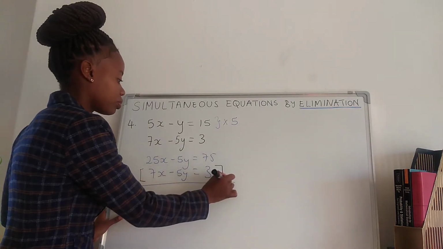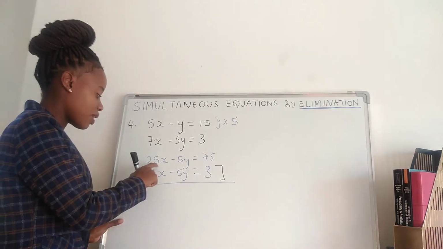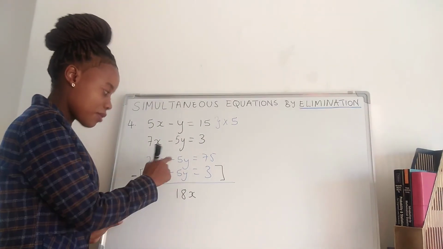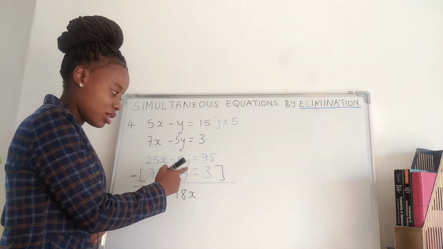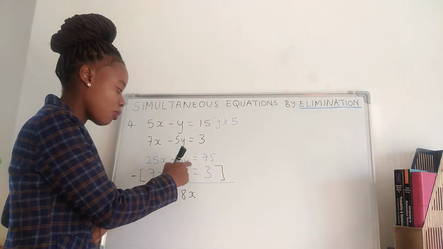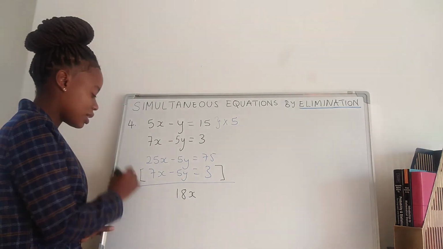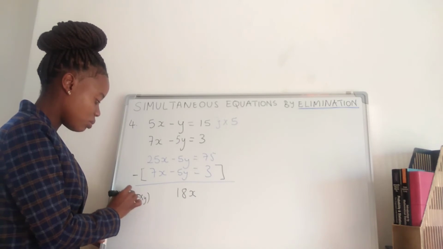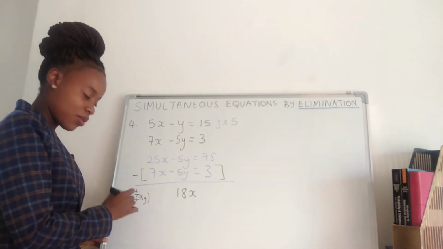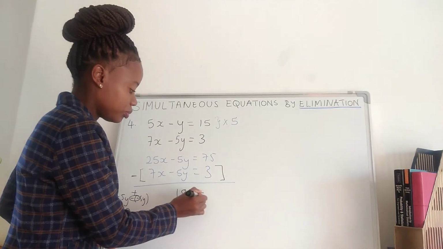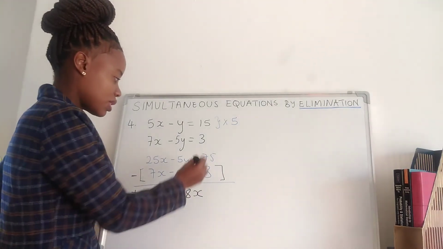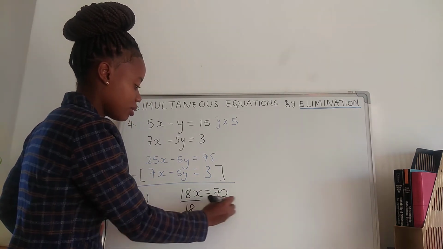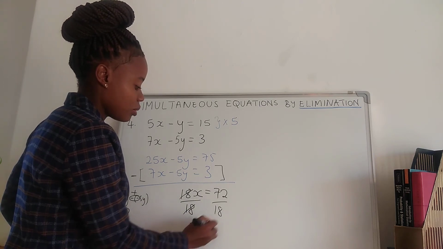So we're just going to subtract. Okay, so 25x minus 7x is 18x, and then we have negative 5y minus negative 5y. We know that this is going to be plus, and negative 5y plus 5y equals 0. Okay, and then here we have 75 minus 3, which is equal to 72. We divide by 18 both sides, and our x is going to be 4.